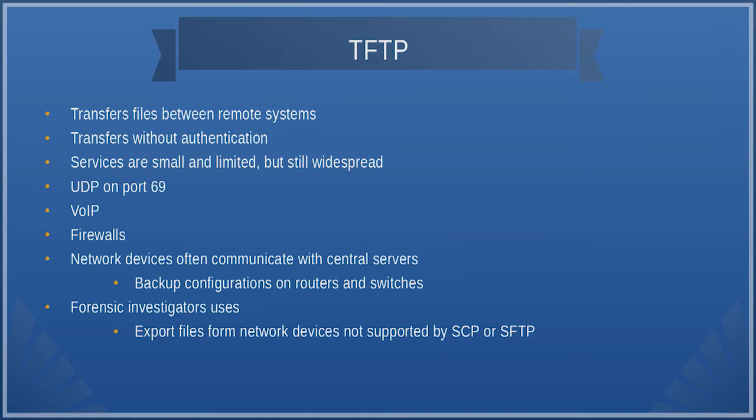TFTP also tries to get the data from the device. You can use TFTP to transfer data from, say, firewalls and other network devices. Usually forensic investigators use it for files that are not supported by SCP or SFTP. Suppose you do not have support for both of them, you use TFTP to transfer the files. Essentially, all these are tools to transfer the files from the devices.